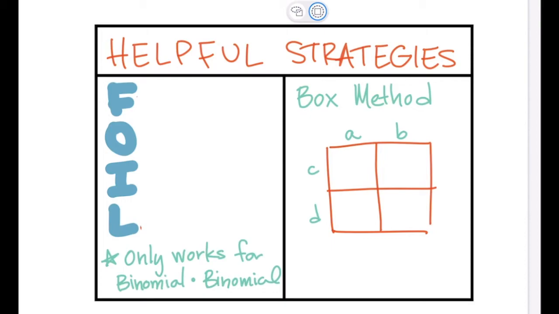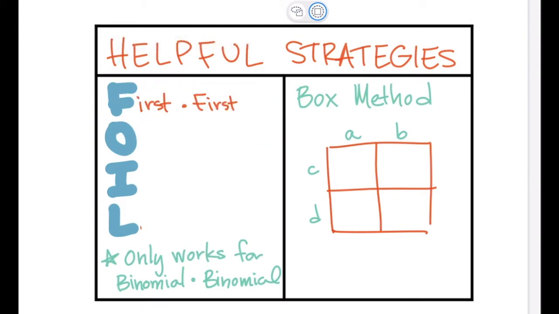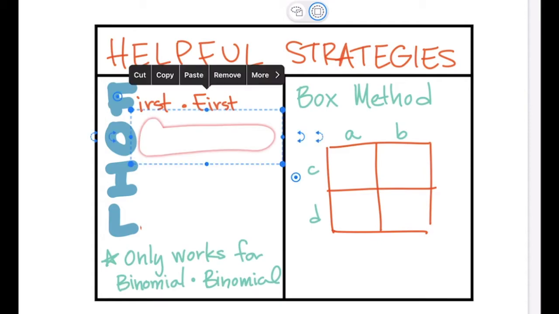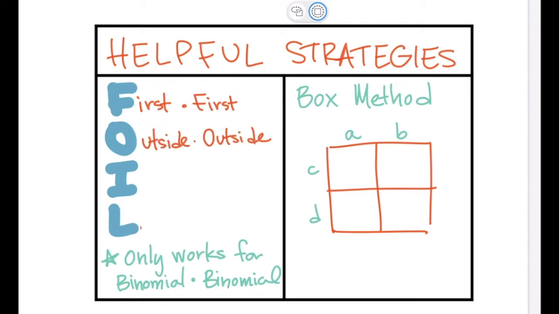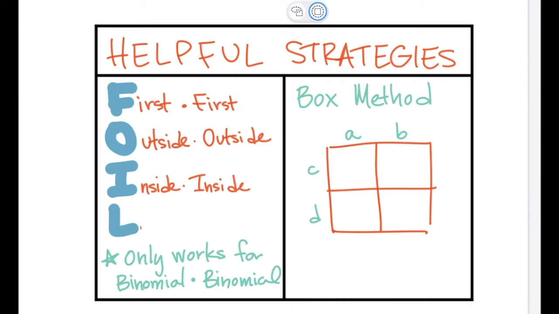So let's talk about what that acronym means. The F stands for that the first thing you're going to do is multiply the first term in the first parentheses times the first term in the second parentheses. The O, you're going to next multiply the outside terms in both parentheses together. The I stands for inside. That means you're going to multiply the two inside terms together. And then L stands for last, and that's where you're going to multiply the two last terms in the parentheses together.